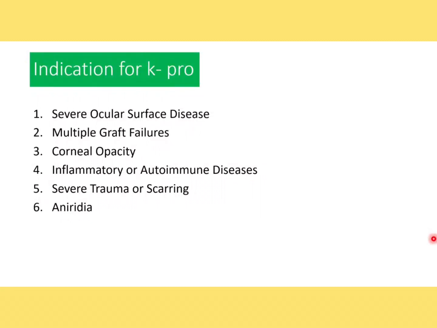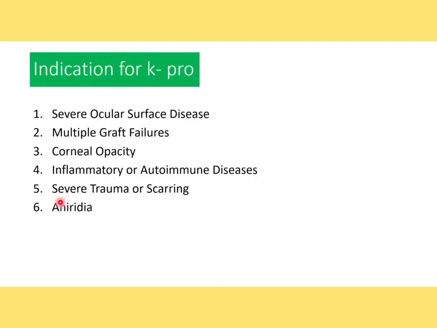So the device provides a clear optical pathway for light to enter the eye, improving the visual acuity. And here, patients with inflammatory or autoimmune diseases such as autoimmune corneal disease or recurrent corneal erosion may also benefit from keratoprosthesis. So these conditions often lead to chronic inflammation and tissue destruction, making traditional corneal transplantation like penetrating keratoplasty very much unsuccessful. So in those kinds of patients keratoprosthesis can be one option.